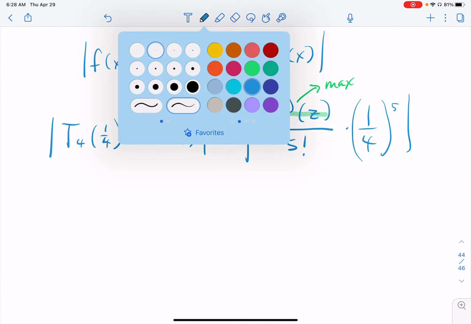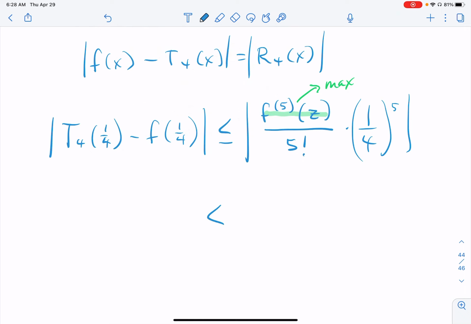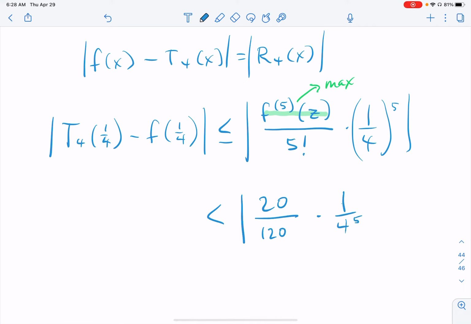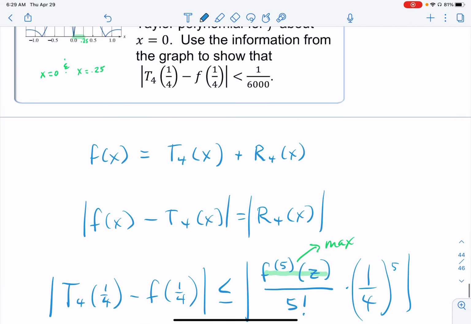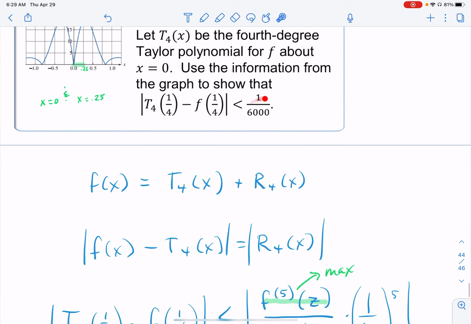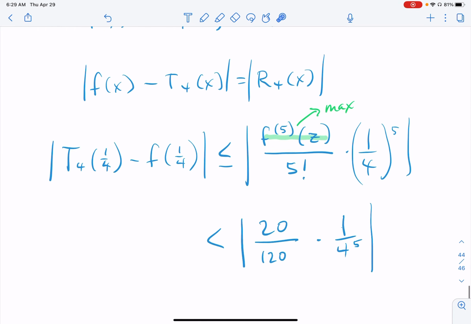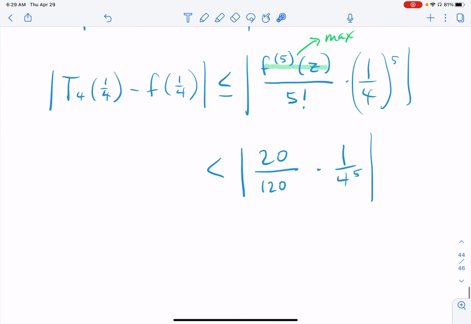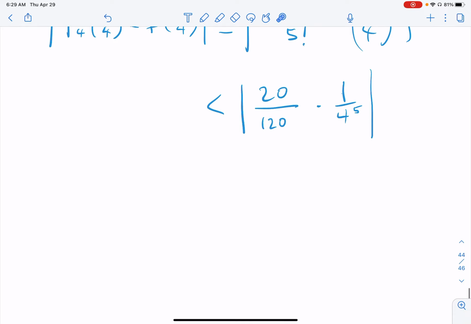And now, strictly speaking, this is now less than, not less than or equal to, because we picked a bigger number here. Absolute value of 20 over 5 factorial, which is 120, times, I'm just going to rewrite that as 1 over 4 to the 5th. Now, I would also recommend not stopping here because we have a number to shoot for. We want to show that it's less than this 1 over 6,000. So we have some more arithmetic to do, but who doesn't love arithmetic?